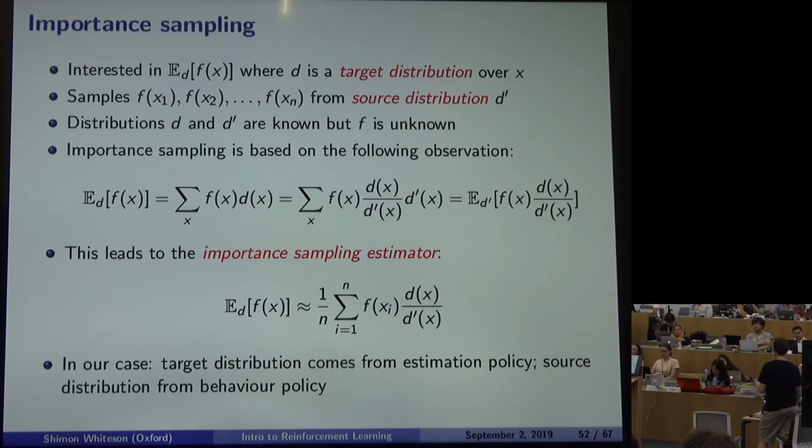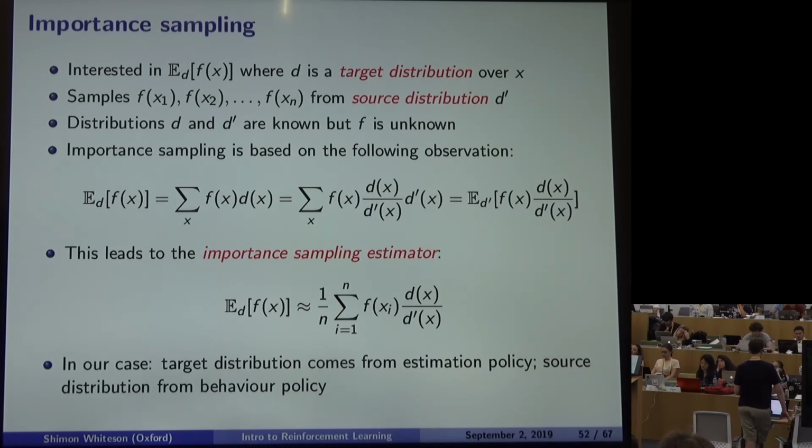This slide is a one-slide refresher on importance sampling. I think this is a concept that's probably familiar to most of you, but if it isn't, or if you need a refresher, here it is. In importance sampling, we're interested in estimating the expected value of some function f with respect to some random variable d. So d is called the target distribution. It's the distribution of interest. But we want to do so using samples that were gathered from another distribution, the source distribution, d prime. This is sometimes also called the proposal distribution. The two distributions are known to us, but this function f is not known. So that's why we want to estimate its expected value from samples.